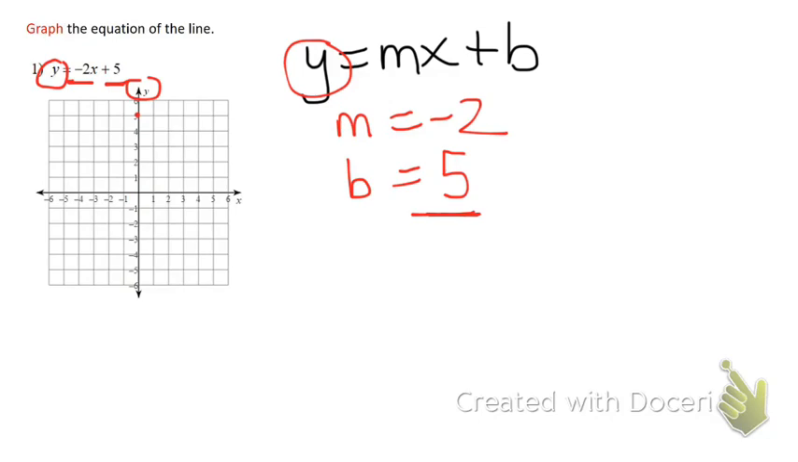Now my slope is -2, but you know that slope is supposed to be 2 numbers, rise over run. So we're going to change that to -2 over 1. Okay, and since it's negative, I'll go down 2 and always go to the right, the bottom number. So from this point at 5, I'm going to go down 2 and right 1. Down 2, right 1. You can do it as many times as you want. Then connect those points with a straight line.